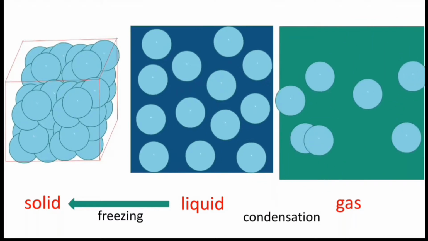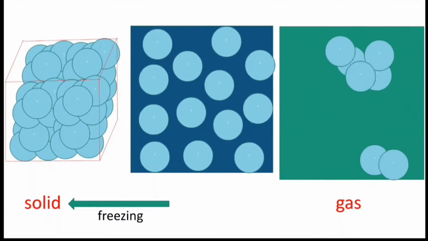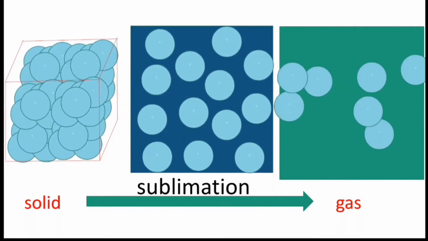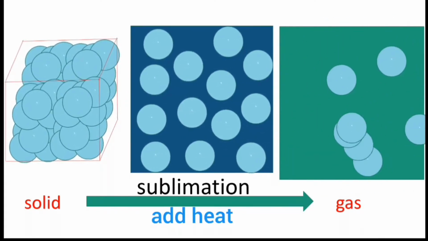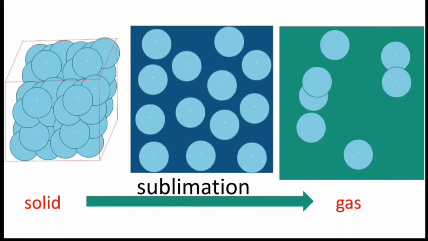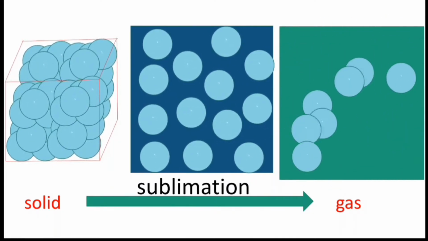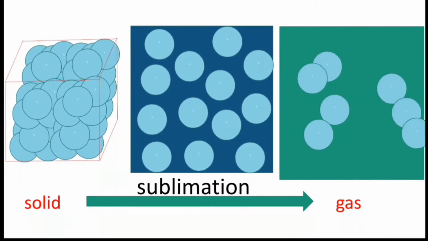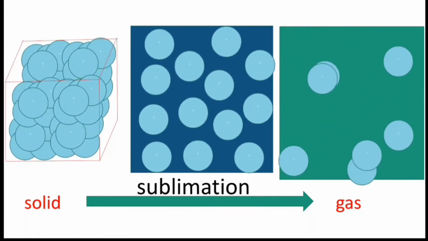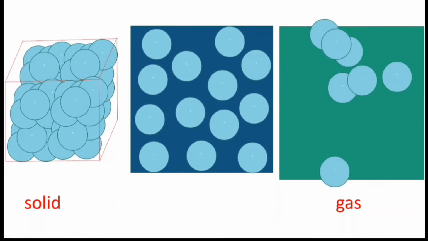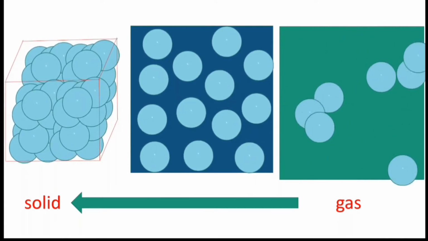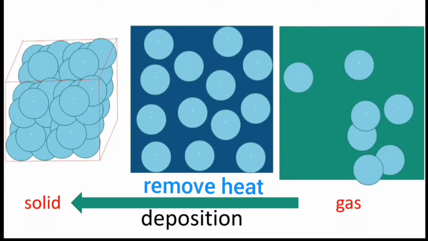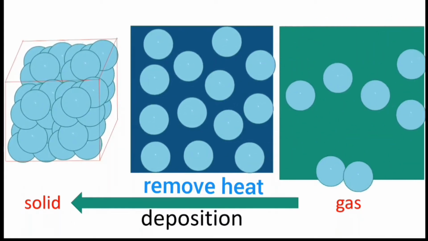Now, some materials can skip between the solid and the gas phase without necessarily going into the liquid phase. So the conversion of a solid into a gas phase directly is called sublimation. Iodine is an example of a material that can sublime. Dry ice or carbon dioxide is also another example of a material that can sublime. Materials can also move from the gaseous phase into the solid phase. We call that deposition.